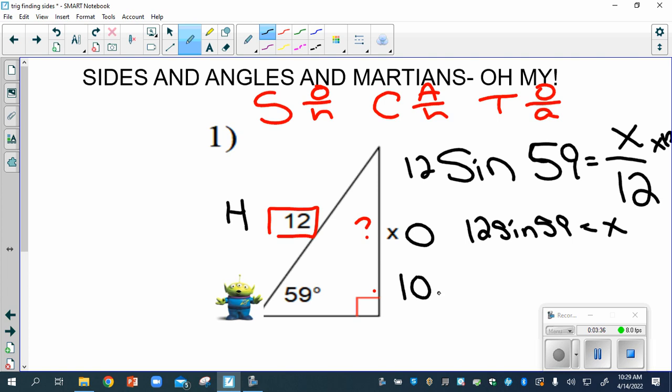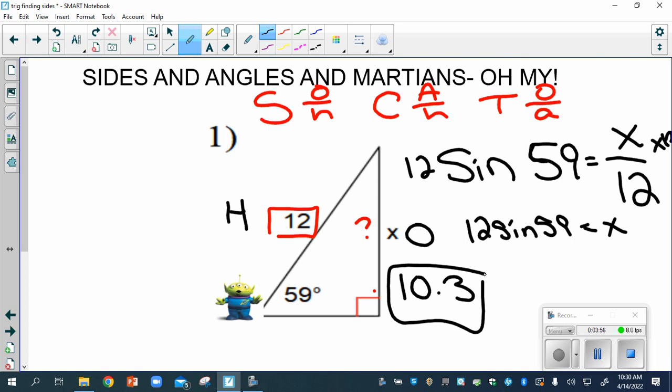Did you get 10.3 for this bad boy? If you did, you are awesome. And that makes sense. That fits into what we thought it would be. That's trig. That's as hard as it gets. Your calculator does everything. All you have to do is set it up and push it in. Are you good with that?